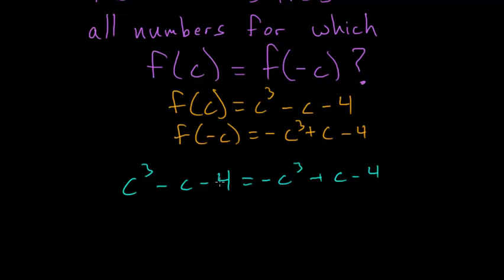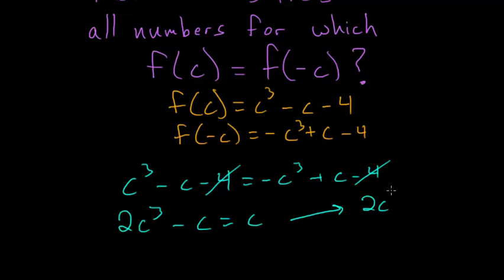And right away we can notice that if we add 4 to each side, we can eliminate both of these constant terms. And now our goal would be to set one side of the equation equal to 0 so that we can try and factor this. So if we add c cubed to each side of the equation, we have 2c cubed minus c is equal to c. And then subtracting c from each side, we have 2c cubed minus 2c is equal to 0. Dividing everything by 2, we're left with c cubed minus c is 0.